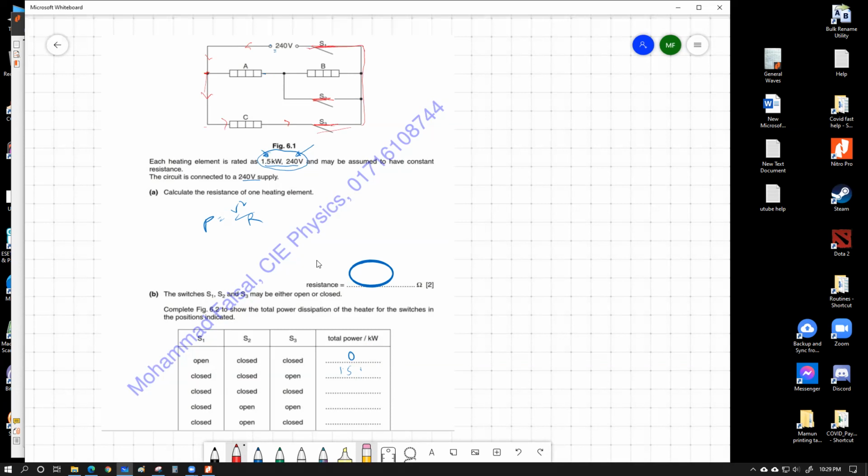And if you observe this branch, you can see that for this combination, C has direct connection to the supply. One is over here and one is all the way through here, all the way up over here, which means C will also get the full 240 volt supply and has a power of 1.5 kilowatt. So this is the combination for C.